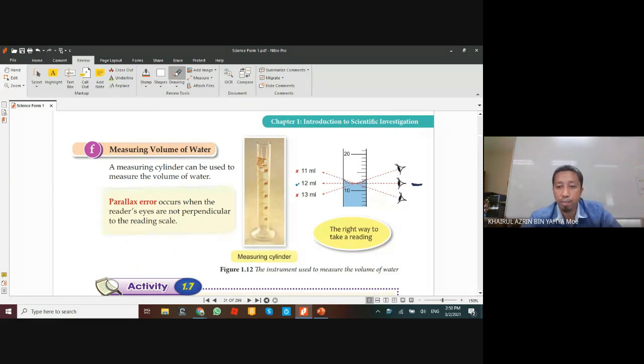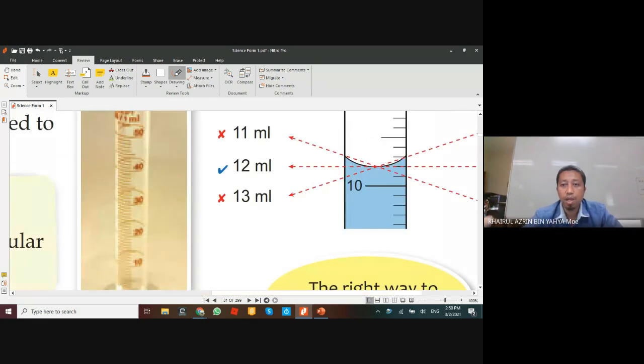So, let me show it bigger. When we read the water, we read at the below part here. Not here, not on the top. This is wrong. At the below part of the water. This one is correct.